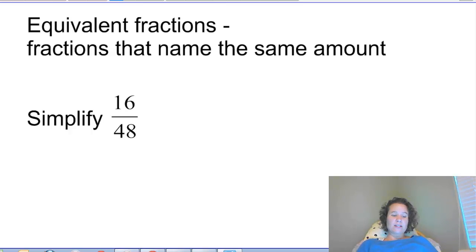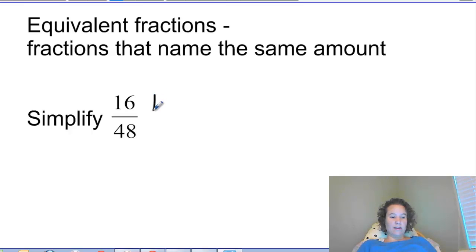And there's a couple ways I can do that. I can, first of all, either list all the factors and find the greatest common factor of the numerator and the denominator, and then I will be able to simplify my fraction in one step. Or I can just divide the numerator and the denominator by common factors, even if they're not the greatest common factor, and it just takes a couple more steps to simplify. So let's first do the greatest common factor method, and then we'll try the other method.